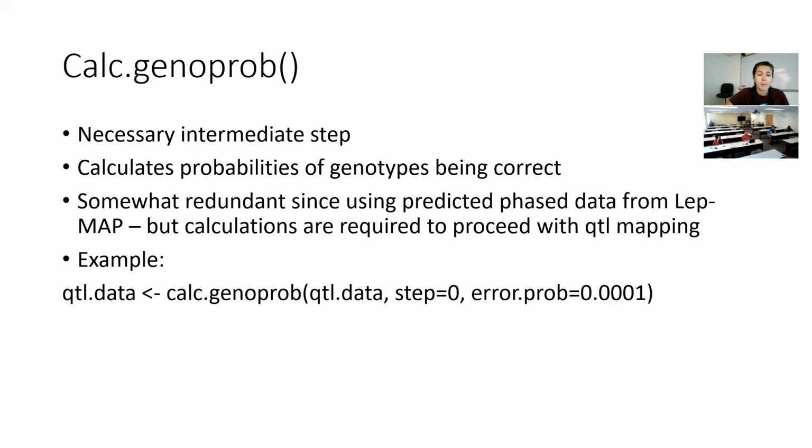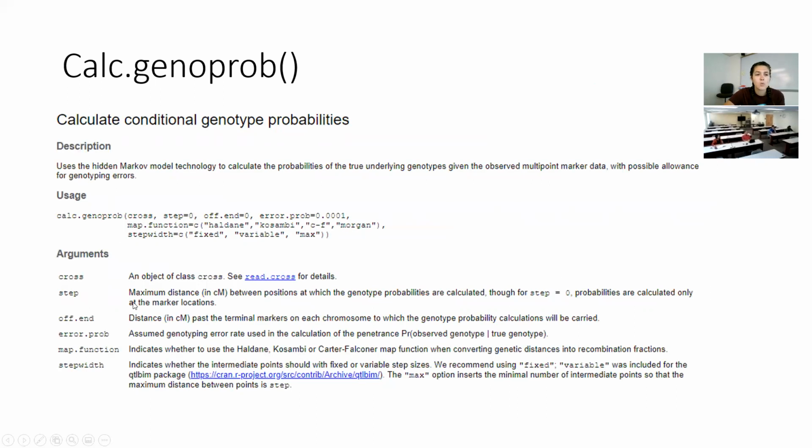And so in this example, this calc.genoprob, again, we have this same object that's getting defined. This QTL.data is what we're performing this function on. We're setting the step to 0, which I'll explain in one slide. And then the error probability is getting assigned to this, and it's getting written back over that same object.